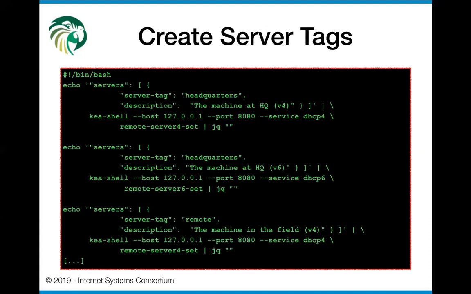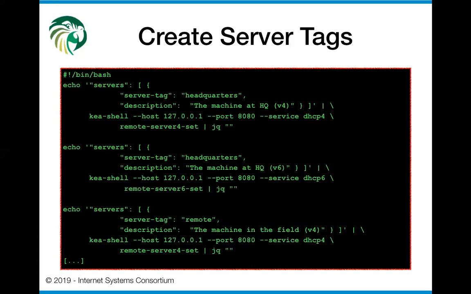So to create these servers, I kind of lied. Here is a version of the Kea shell where I don't have the actual JSON listed, because the commands, in this case remote-server4-set and remote-server6-set, are not within the JSON configuration or the JSON snippet. But what I've done here is create 3 servers, and there are actually significantly more. The first one has a server tag of headquarters. We have a description associated with it so that we're able to see it in a human-readable way.